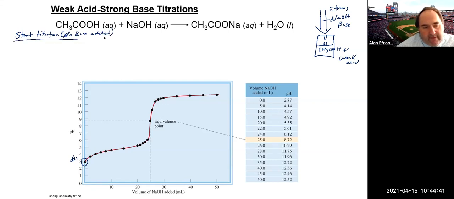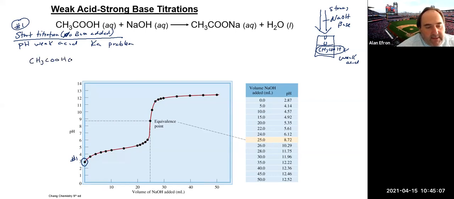So what do we have going on in this case? Before we add any base, the only thing we have is our weak acid. So how would we find the pH of a weak acid? Well, it's a weak acid. It is really a Ka problem, which means we take our weak acid, we break it apart, because we have not added any sodium hydroxide at this point.